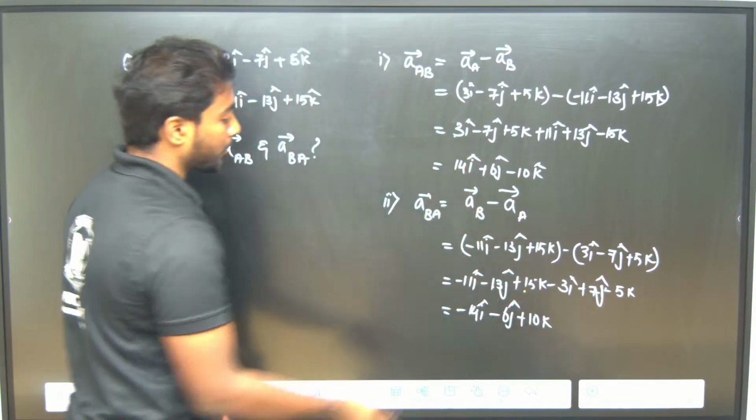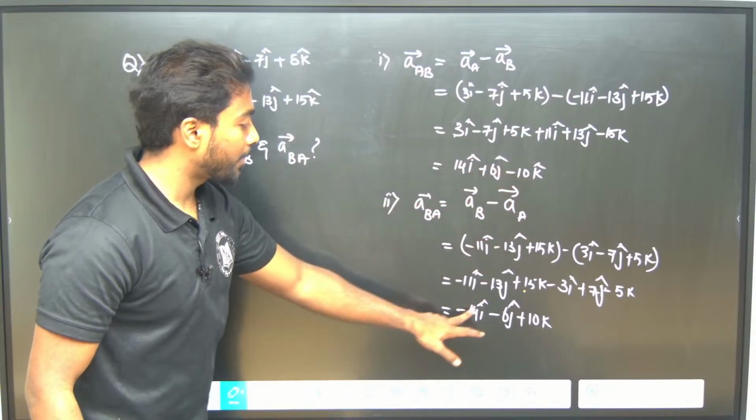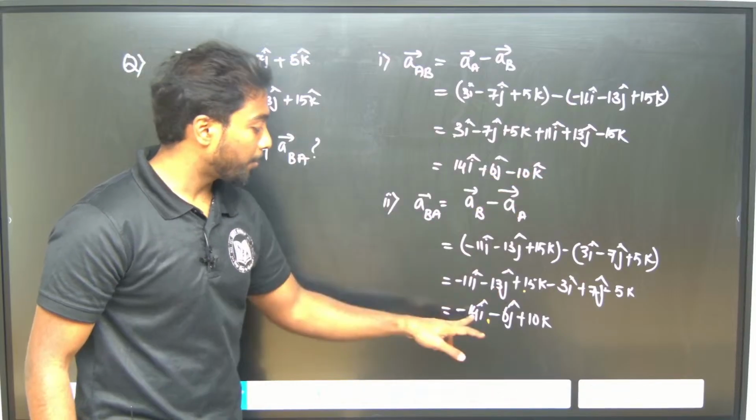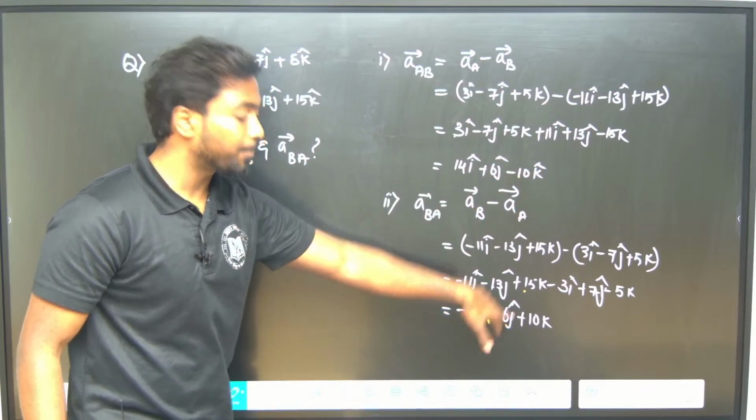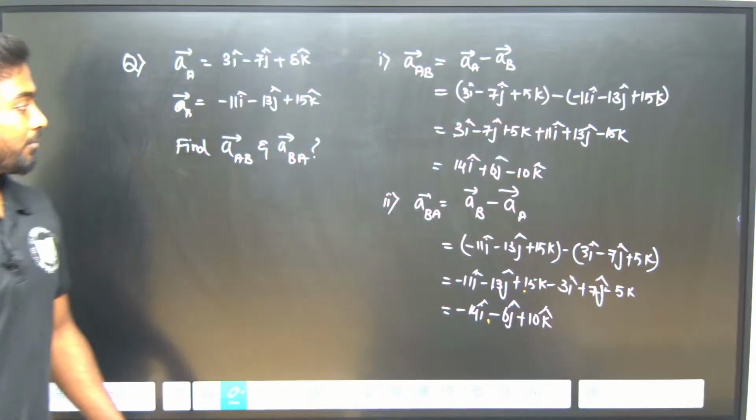So if you see here, only the sign changes, plus minus plus. 14i cap, 6j cap minus 10k cap, minus 14i cap minus 6j cap plus 10k cap. Okay, so this is the answer. Can we go for the next question now?